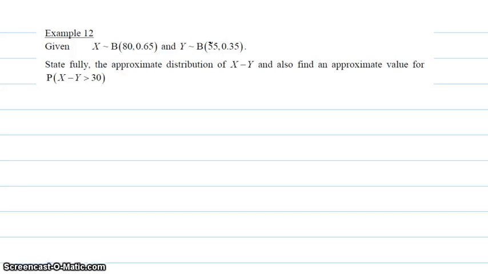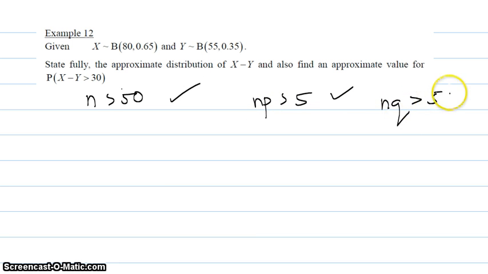So I'll leave the checking to you, but you can take my word for it that for both of these, n is sufficiently large and np and nq are both bigger than 5. So we should check n bigger than 50, which is definitely true, np bigger than 5, which I promise you is true, please go and check it, and nq is also bigger than 5, which is true.